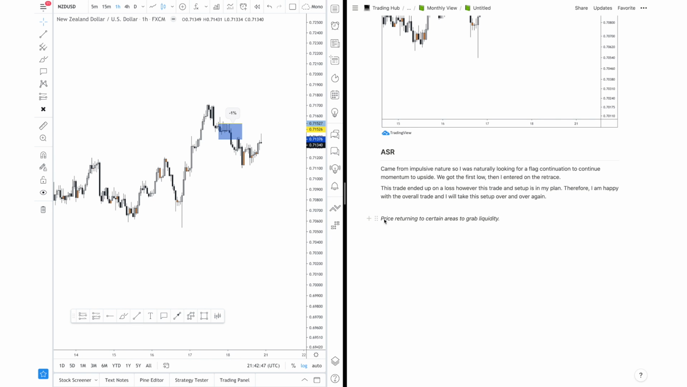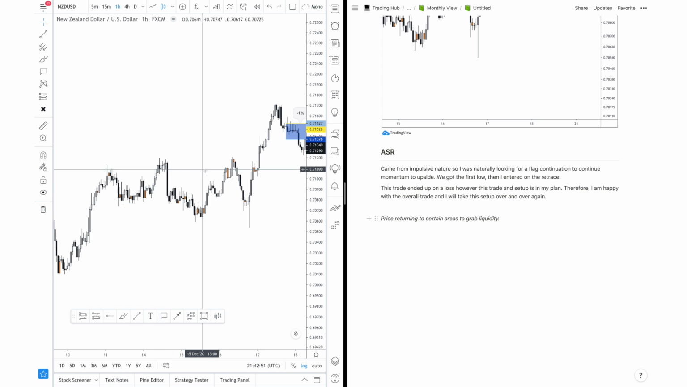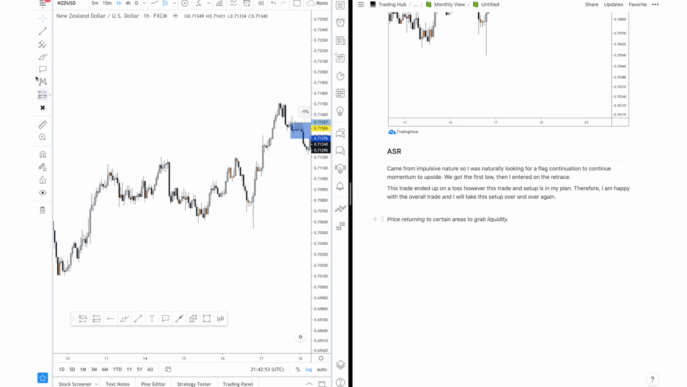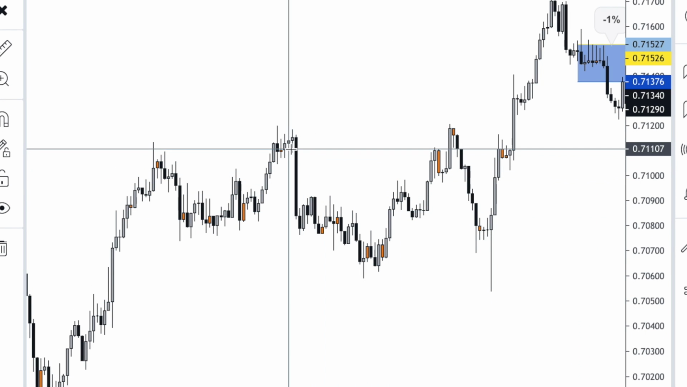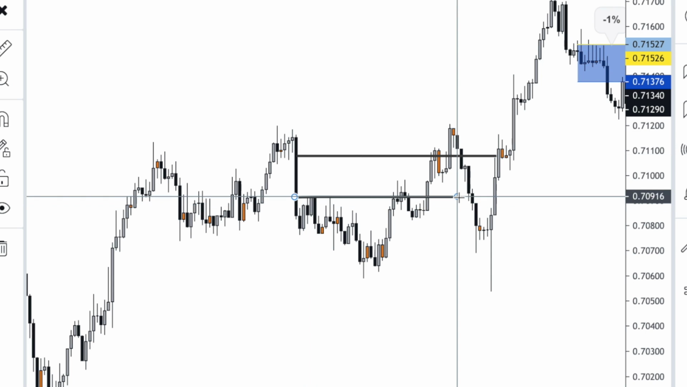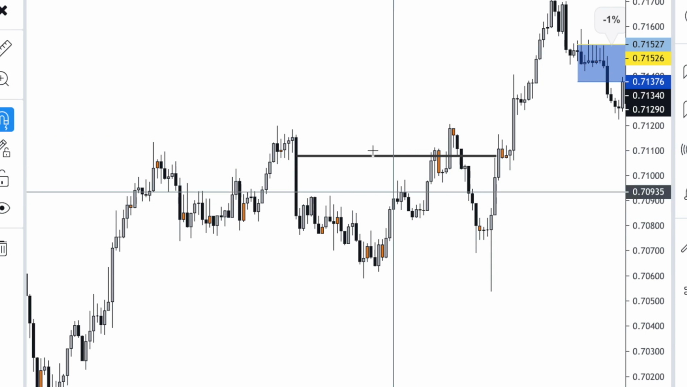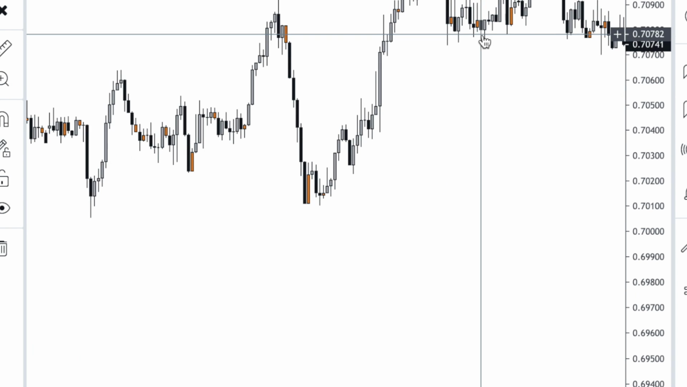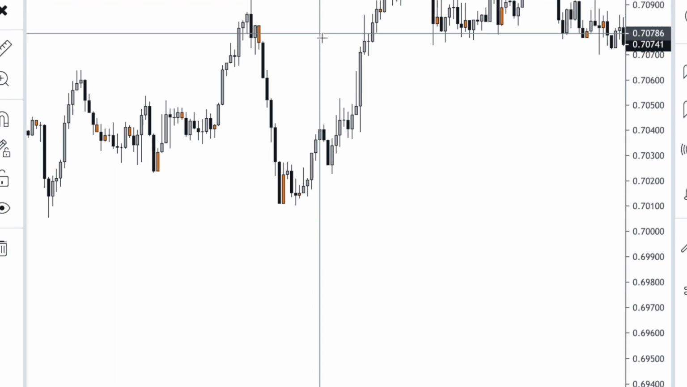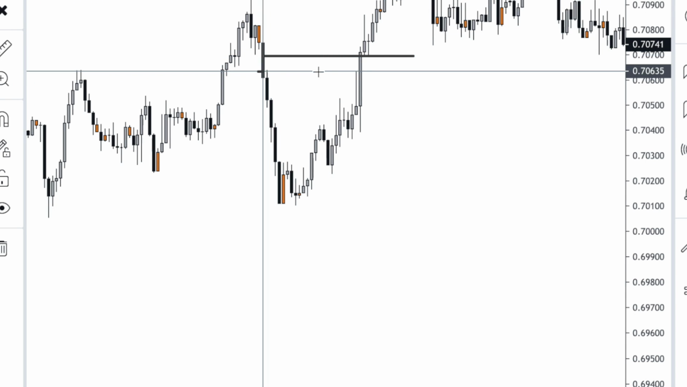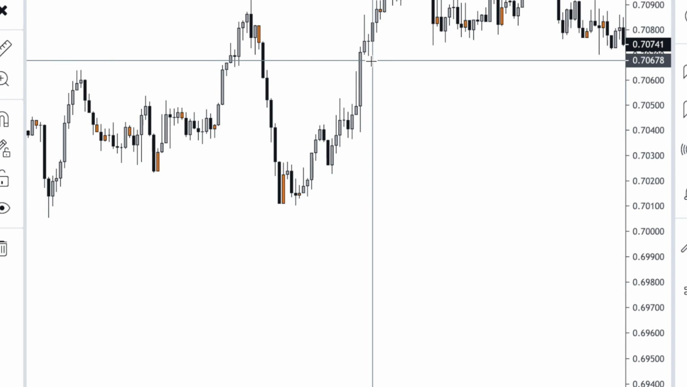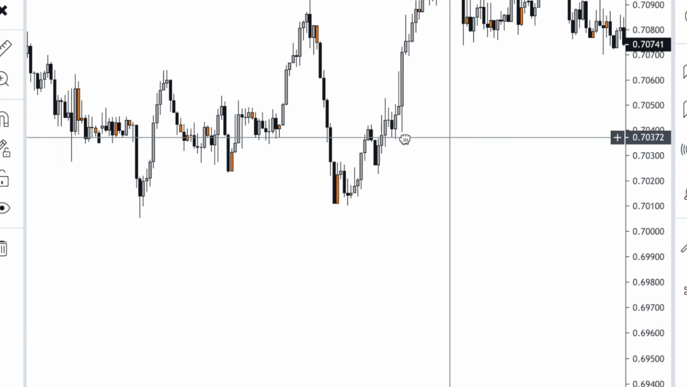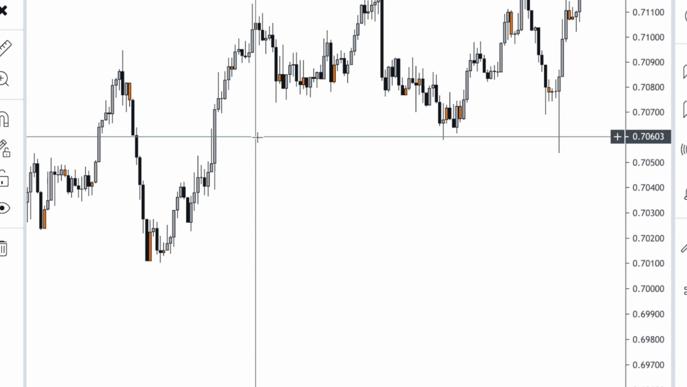This is why I put in here price returning to certain areas to grab liquidity, causing price to become efficient. You notice that price always comes back to certain areas, such as this area here, grabs it, and then we get a reaction. Again, I can find another one in this area here. We have multiple areas of inefficient price action, so the market tends to come back and fill that area.